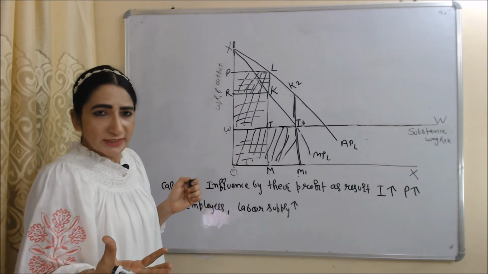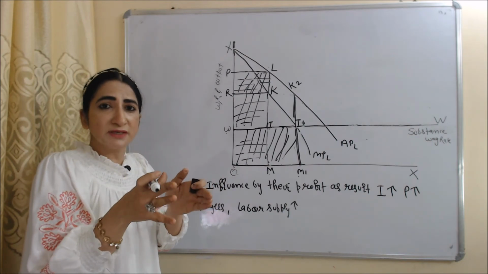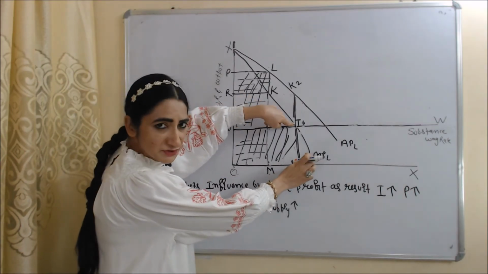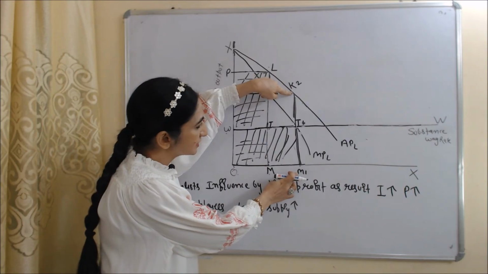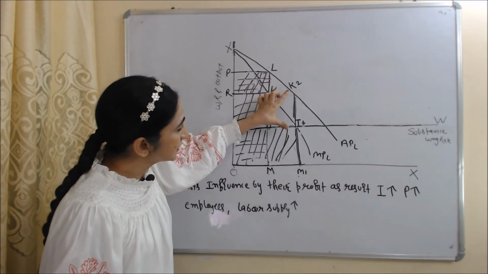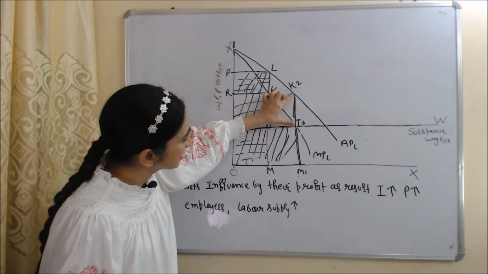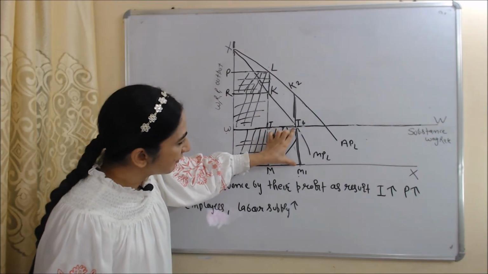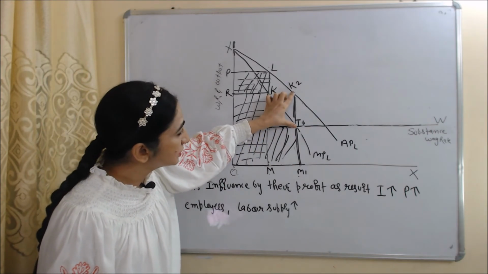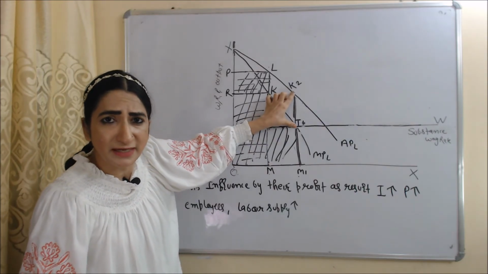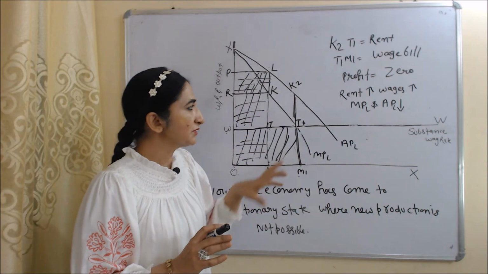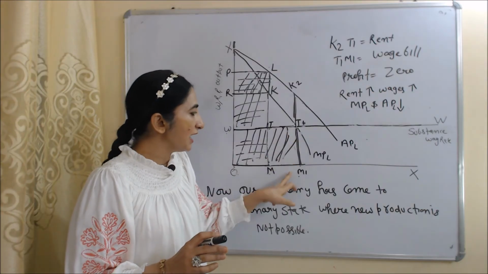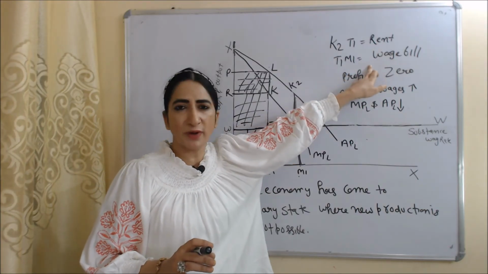Obviously now rent will also increase. As we know, rent is difference between average product of labor and marginal product of labor. T1M1 is marginal product of labor and K2M1 is average product of labor. Difference between marginal and average product of labor is this, K2T1. So here you can see this part T1M1 represents wages and this K2T1 part represents rent.